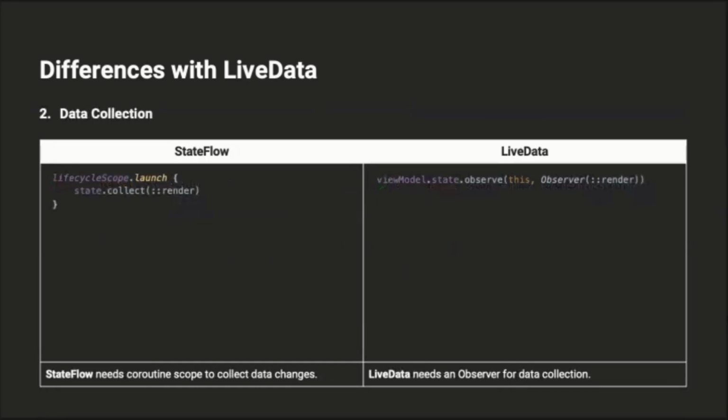The second difference is also quite a simple one. StateFlow needs either a coroutine scope or a suspend function to collect data changes, while LiveData does not. It only needs a lifecycle owner and an observer to observe data changes.